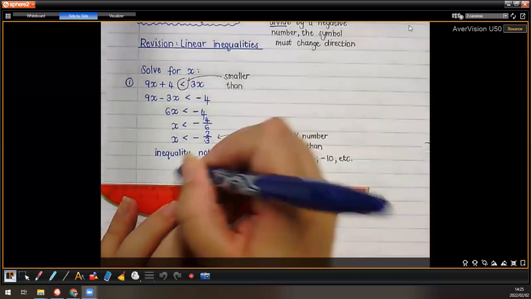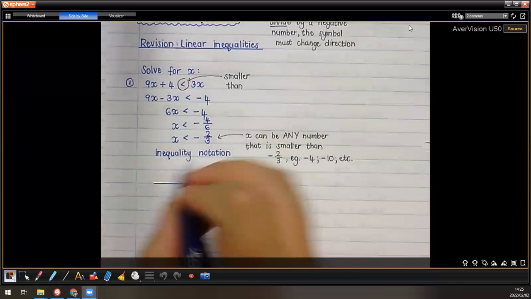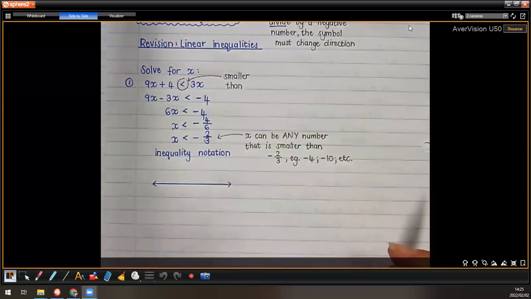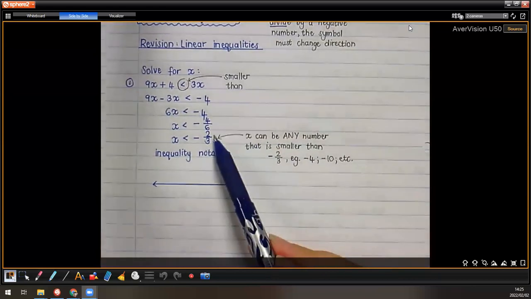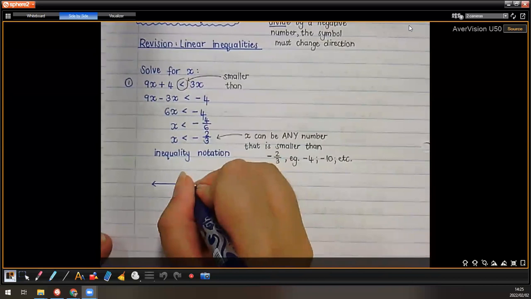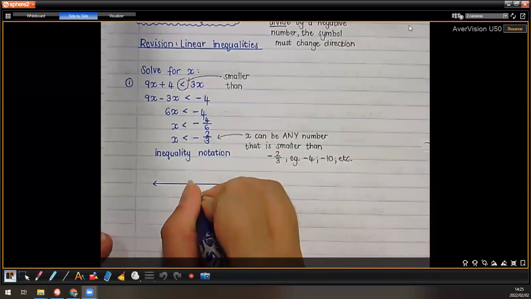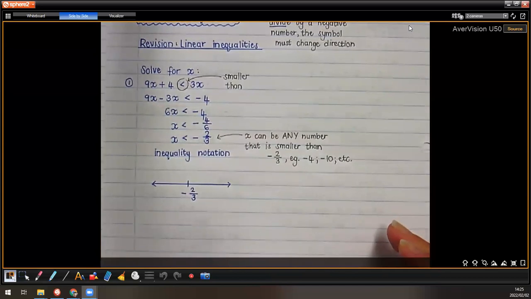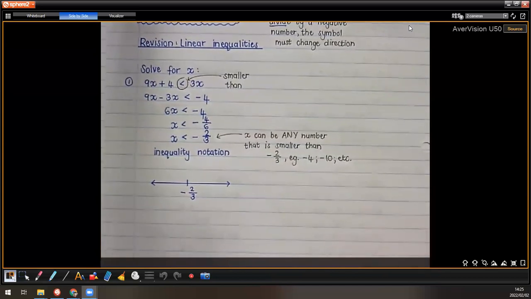So you can just draw a line. Now guys, our answer only has one value in it. All right, we'll do an example now where we have 2 values in our answer. But here the answer only has 1 value in it. So that's the only number that you're actually going to put on your number line. Negative 2/3. Now we're going to indicate with an arrow which way we're going.